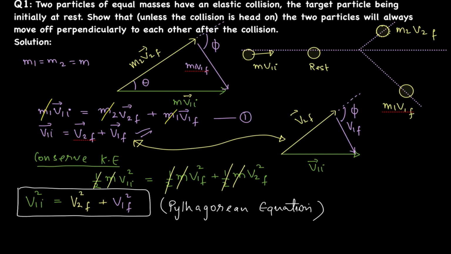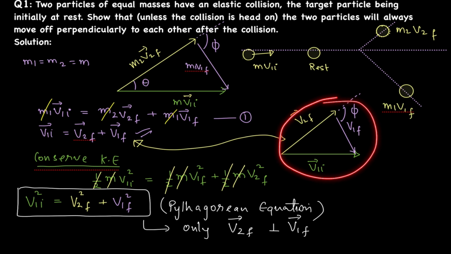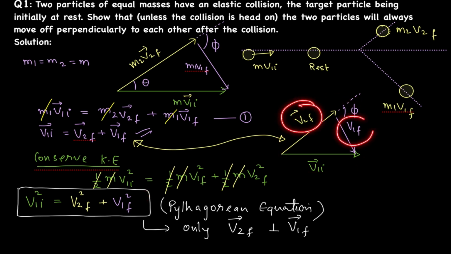Okay, so Pythagorean is valid only if v2 final vector is perpendicular to v1 final vector, right? Because if this is a right triangle, then only this equation is valid. So it means that the base and the perpendicular are at 90 degree. It means this phi is 90 degree. So obviously if this is 90 degree, this angle is also 90 degree. So we can easily say that the v2 final and v1 final are at 90 degree.